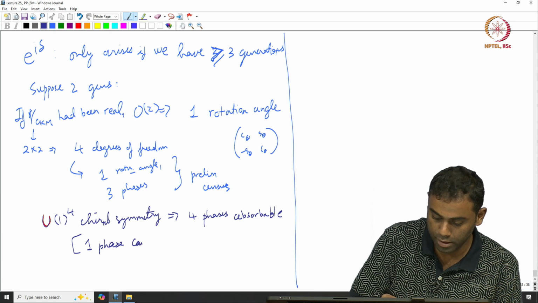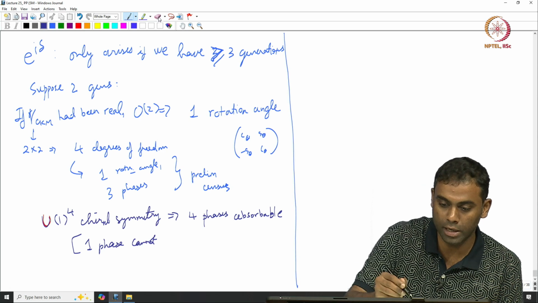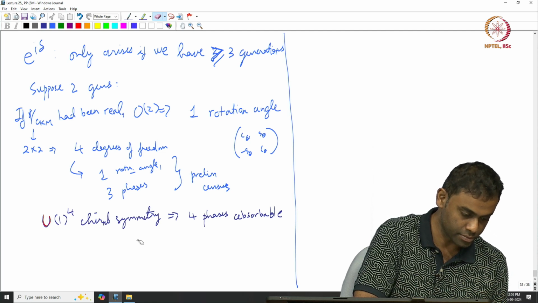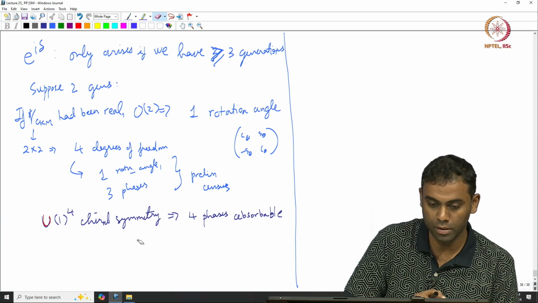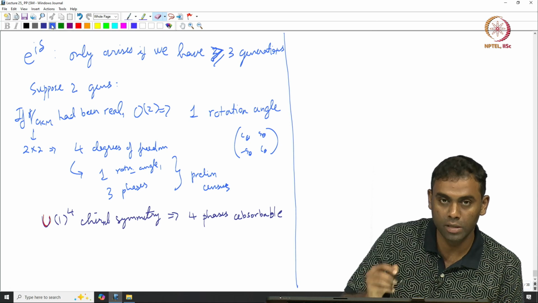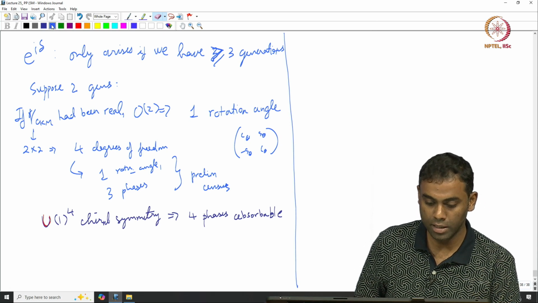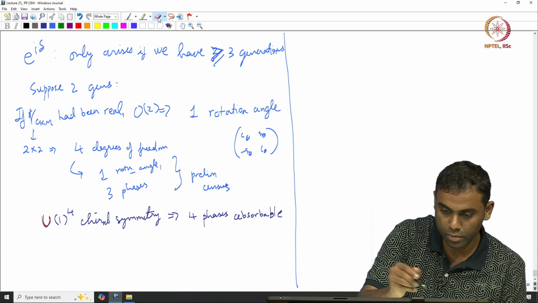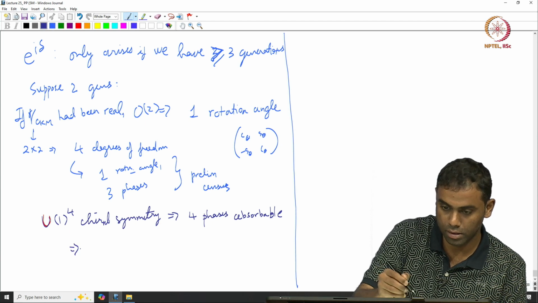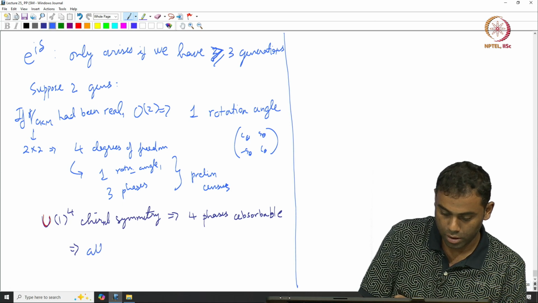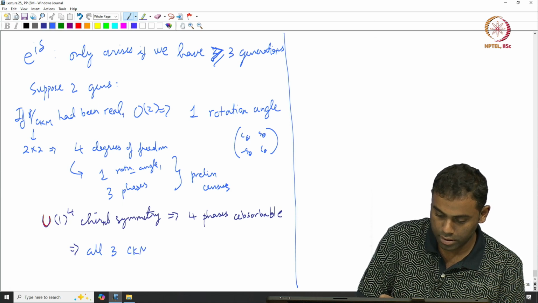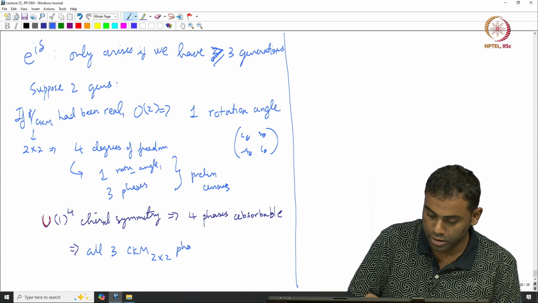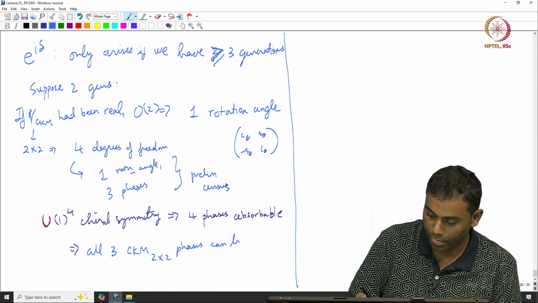One phase cannot be... let me not write it that way actually. So, there are 4 phases that can be absorbed. That now gives me a lot more freedom to absorb the phases, right. It tells me that all 3 CKM, let me put 2 cross 2 just to remind you, phases can be removed.